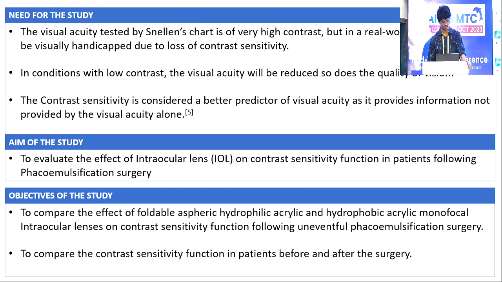So the need for this study is that we usually do the Snellen's chart with very high contrast in our OPDs, but in real life scenarios the patient won't encounter such a high contrast background. The aim of the study is to evaluate the effect of IOL on contrast sensitivity function in patients following phacoemulsification surgery. My objectives are to compare the effect of foldable aspheric hydrophilic and hydrophobic acrylic lenses on contrast sensitivity function after uneventful phaco surgery, and to compare the contrast sensitivity in patients before and after the surgery.